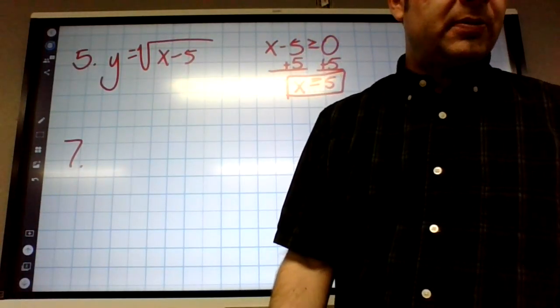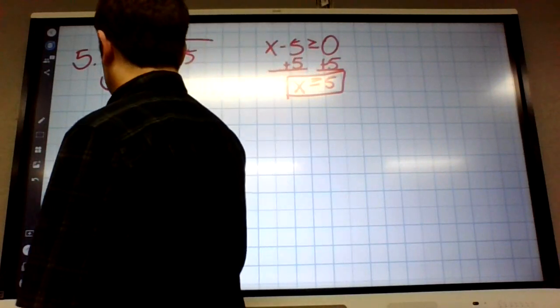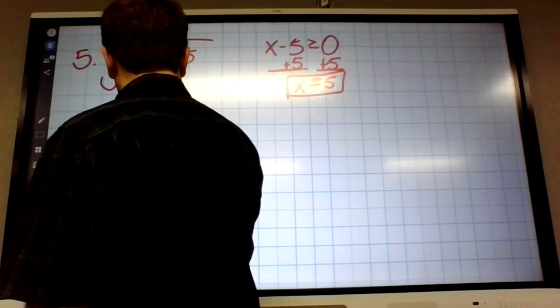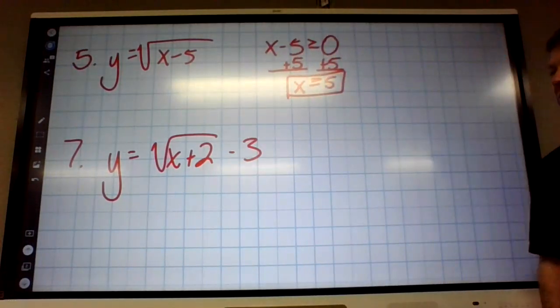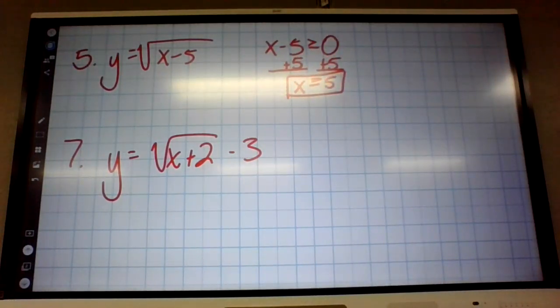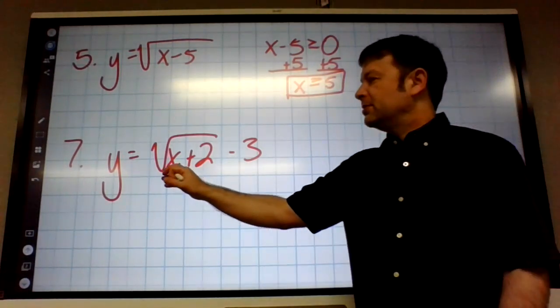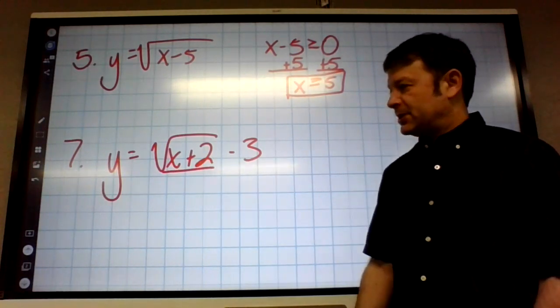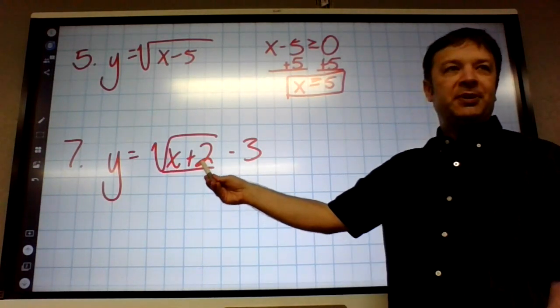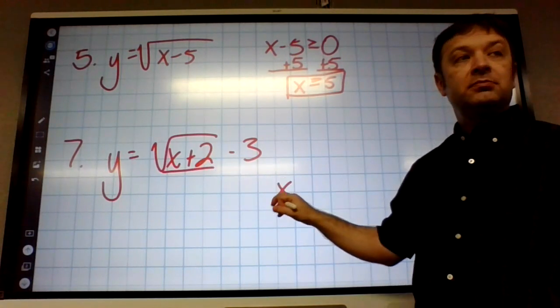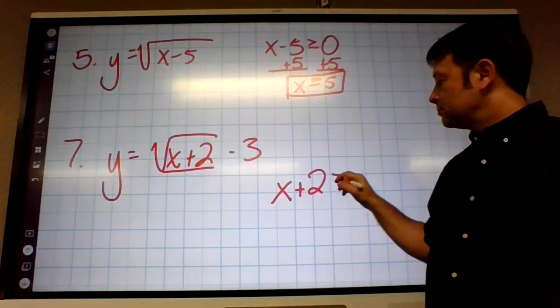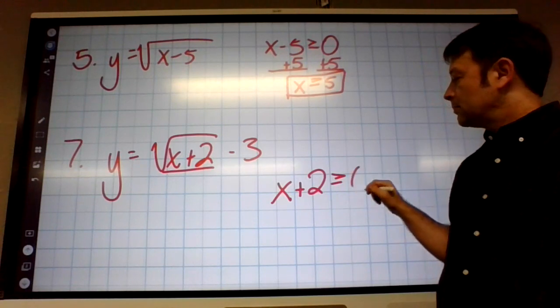Okay, number 7, square root of x plus 2, minus 3. All right, in this case, what do we need? x plus 2 is greater than or equal to 0. Exactly, x plus 2 needs to be greater than or equal to 0. Cannot be negative. Yep. So why is number 3 x? Sorry, never mind.